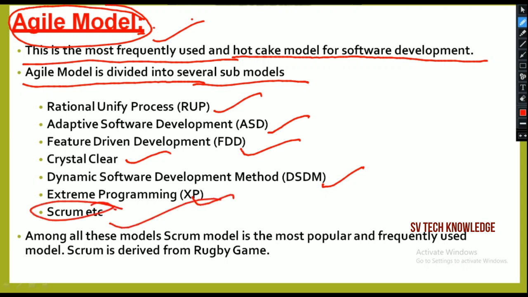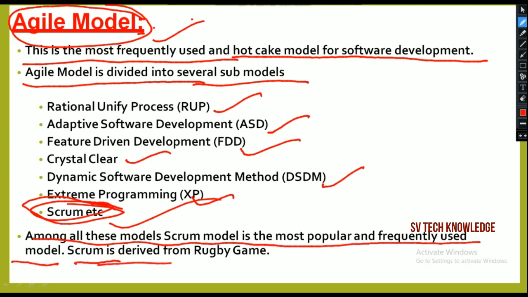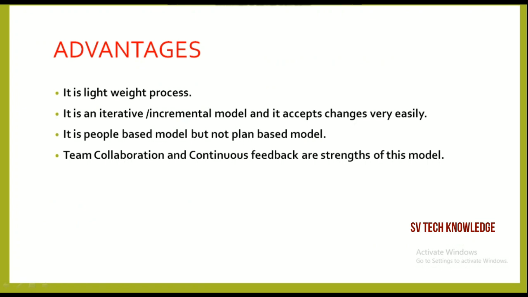In this we are going to learn about Scrum. Why? Because in our DevOps model, Scrum is a very important topic. Among all these models, the Scrum model is the most popular and frequently used model. Scrum is derived from the rugby game. If we see the rugby game, we'll know about this Scrum. Next, what is Scrum and the advantages of Scrum, we'll discuss later. First we are going to discuss Agile.